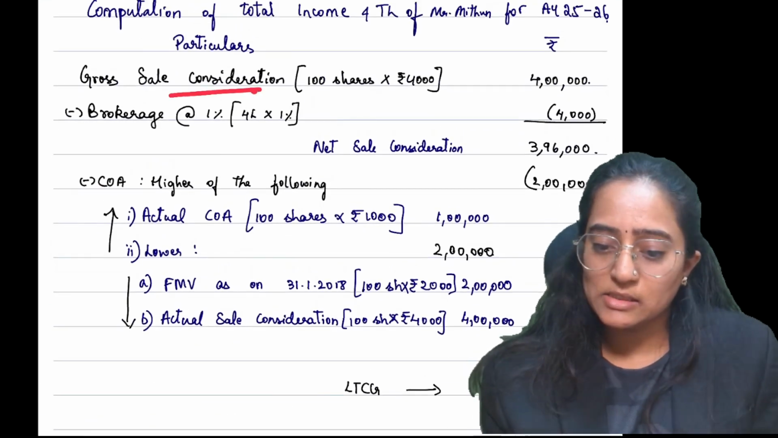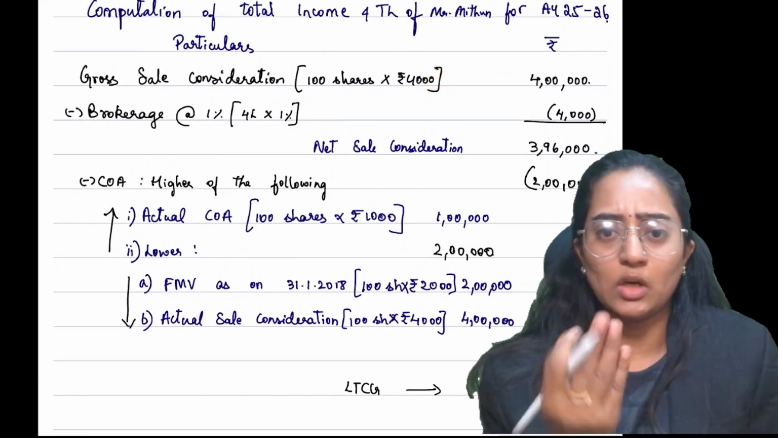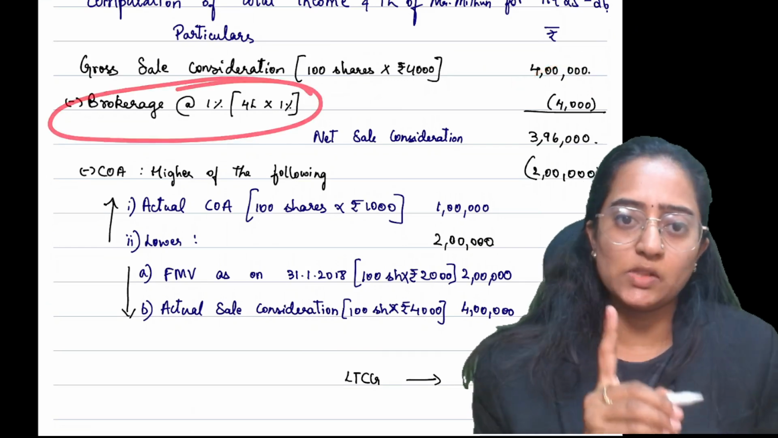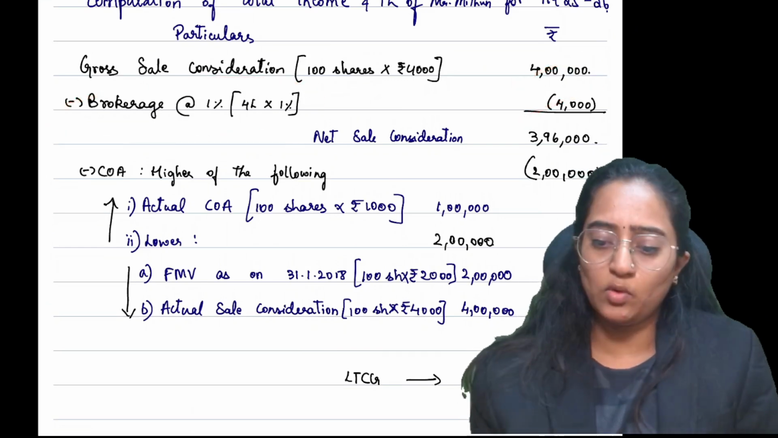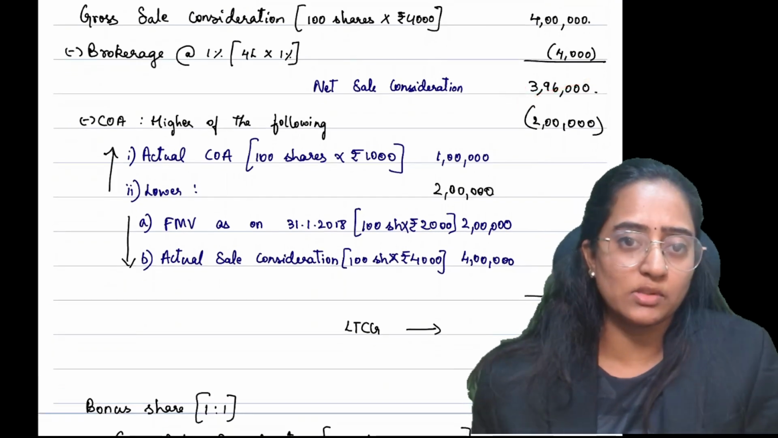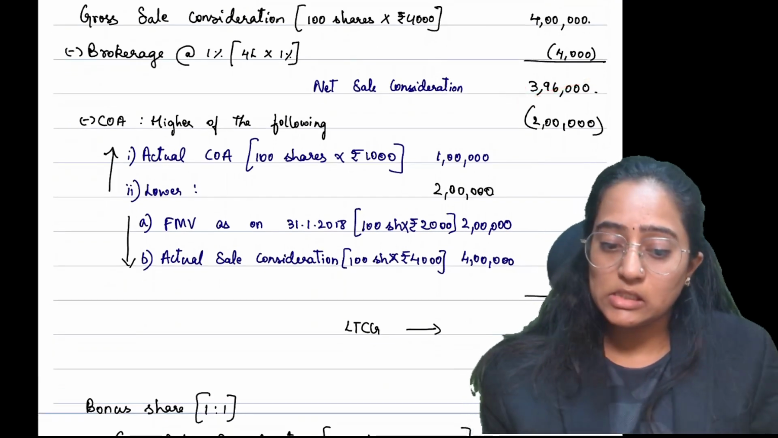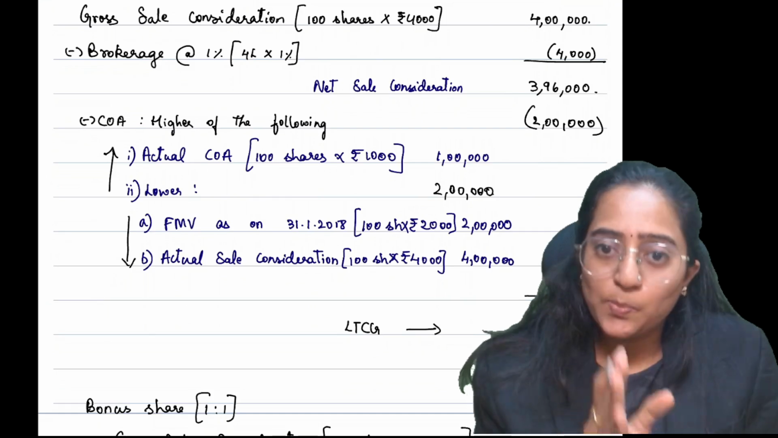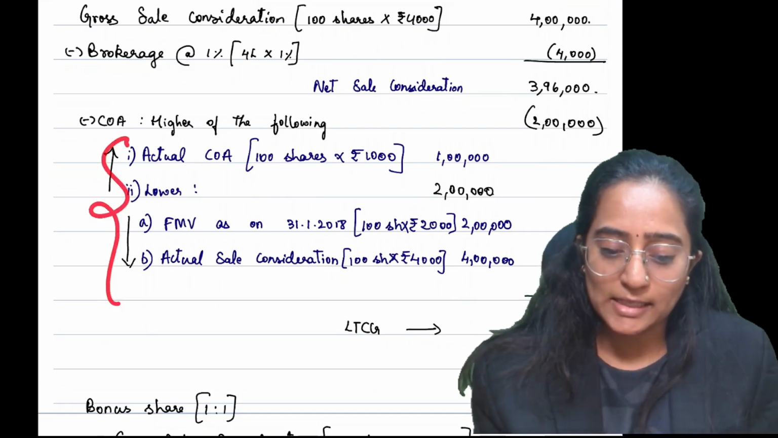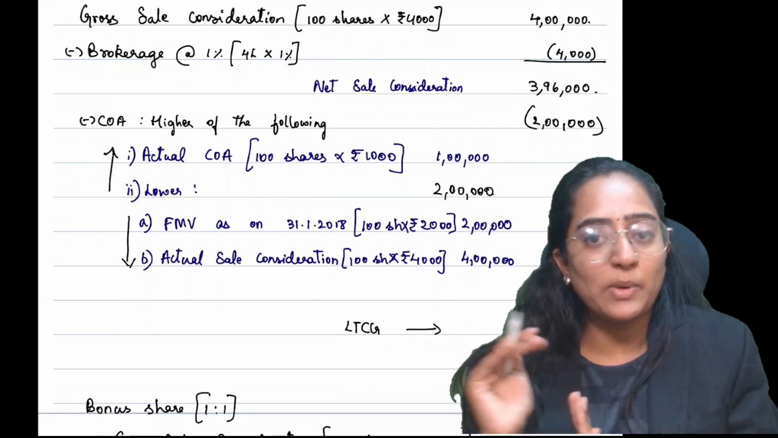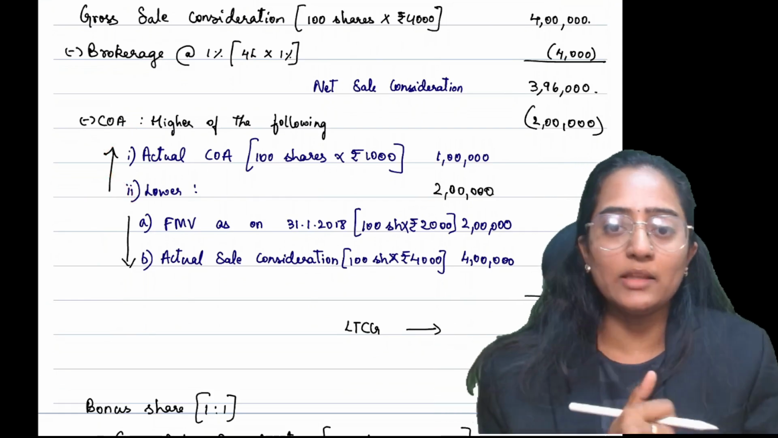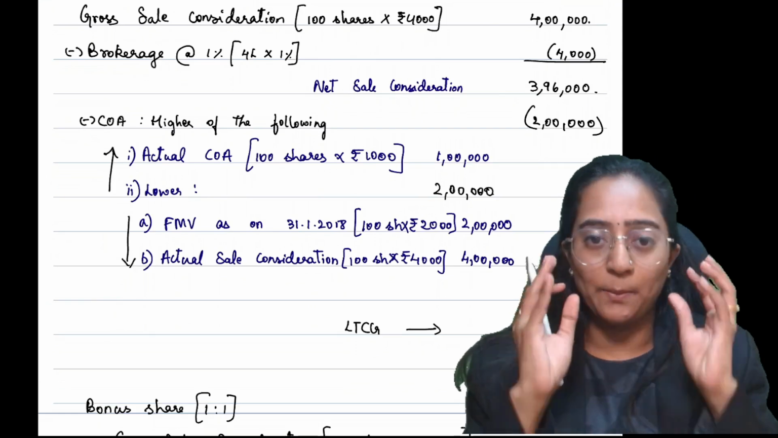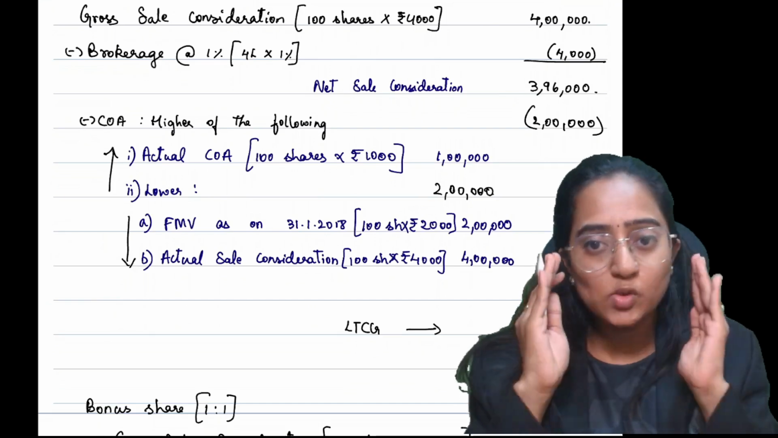The gross sale consideration, 100 shares you had, 4,000 rupees you multiplied, 4 lakh rupees you have recorded, fine. And brokerage which you have given is 1% of the sale consideration, fine. What is your net sale consideration? 3,96,000. And this solution, this explanation, has been separately posted in the other videos of my channel. You can go and watch over there. We are sticking to the amendments here, so let's stick to the amendments only.